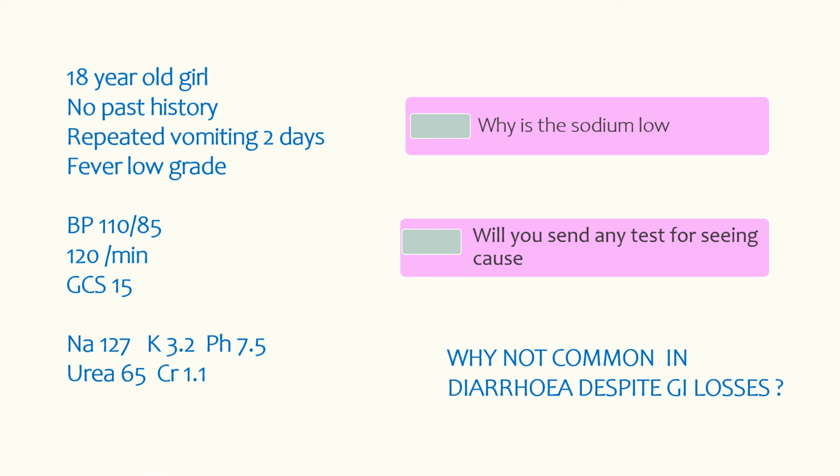Now we will just take some cases. So this is an 18-year-old girl who has come with a history of vomiting for 2 days, and she has a low sodium, but she is actually asymptomatic, urea is slightly high, pH is alkalotic, and potassium is 3.2. So is there any need for sending any test here?